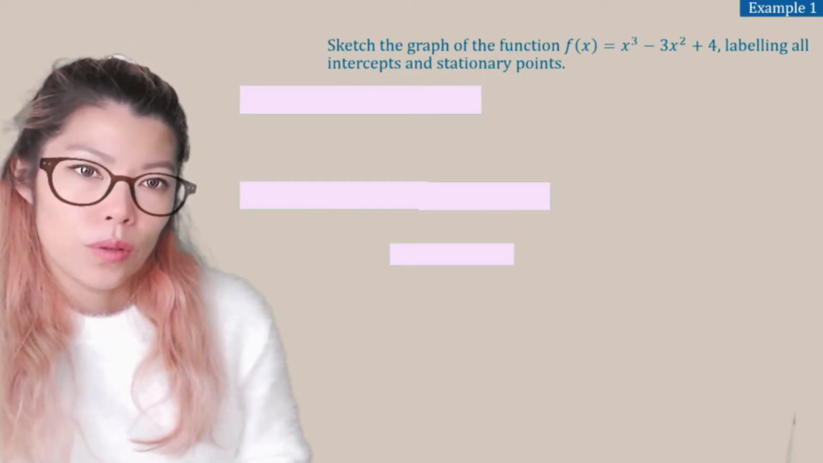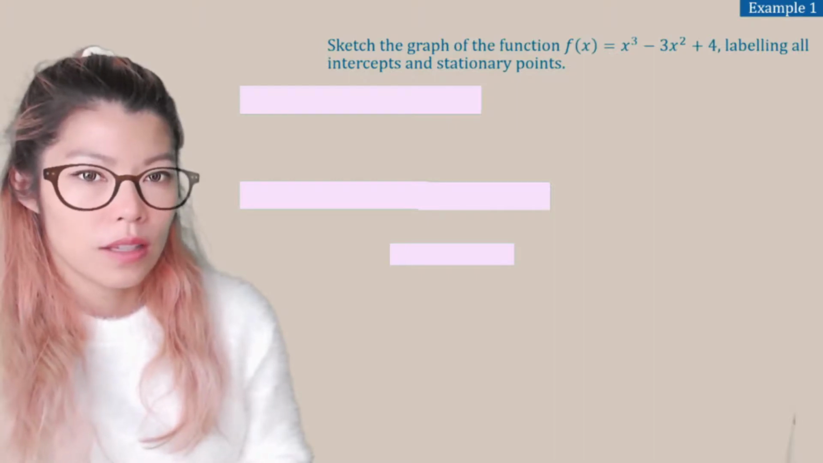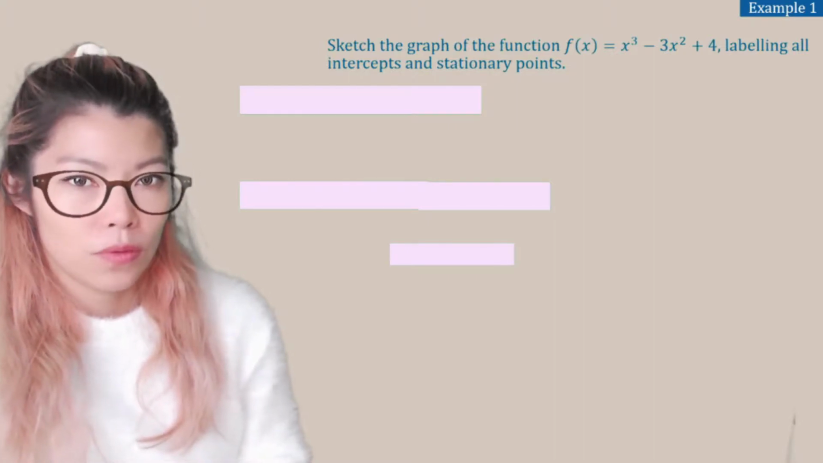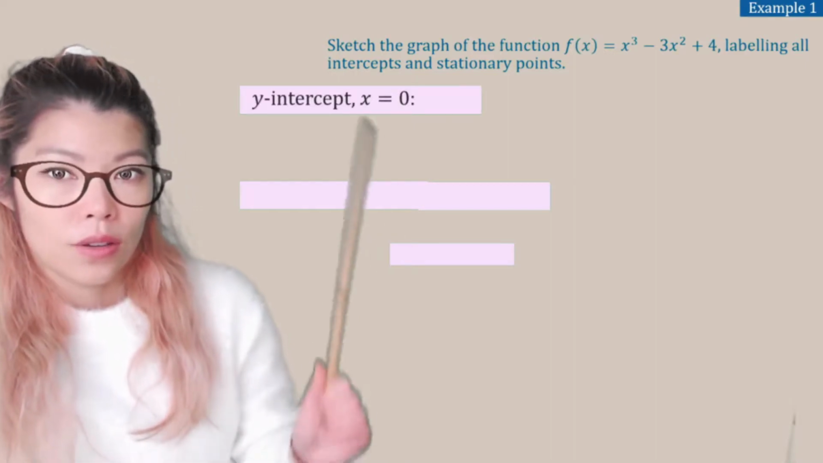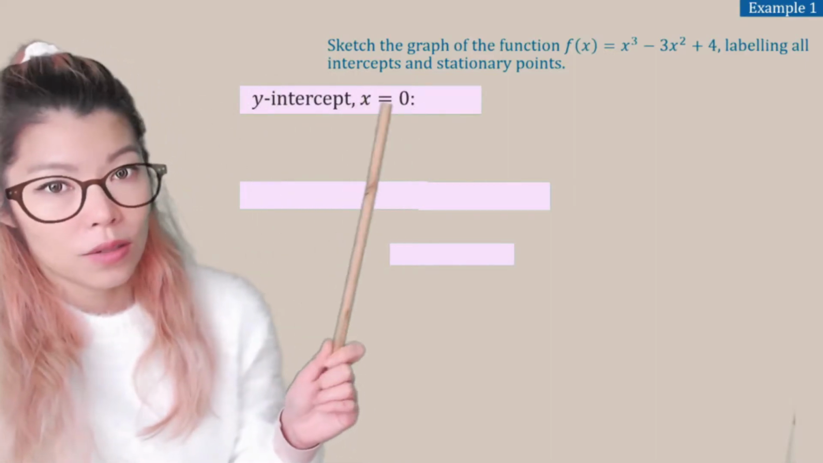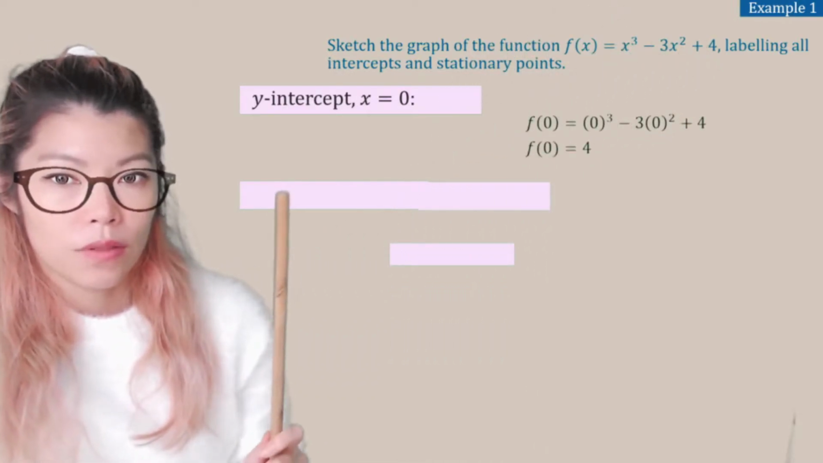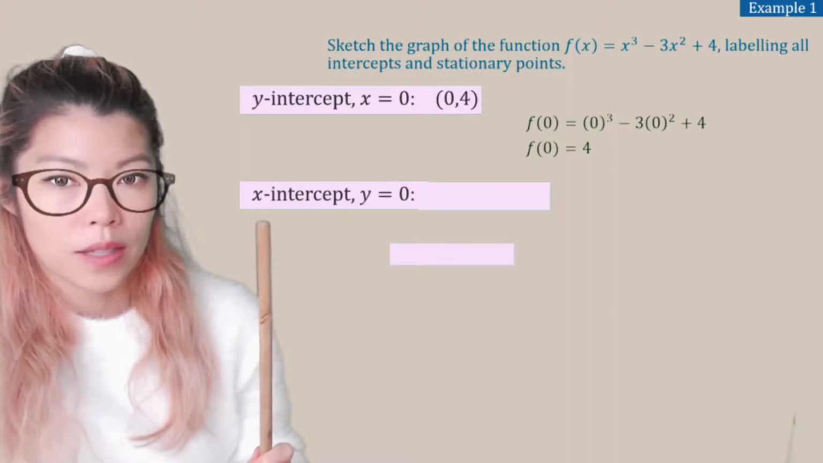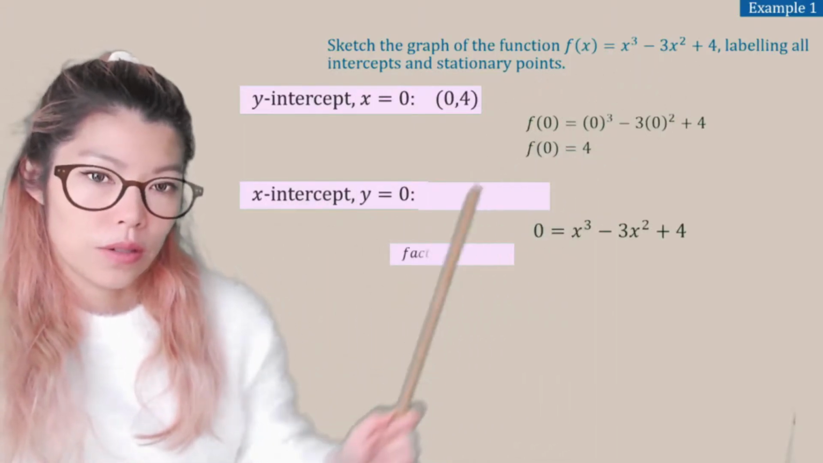Let's do another example. Sketch the graph of the function f(x) = x^3 - 3x^2 + 4, labeling all intercepts and stationary points. For the y-intercept, we let x equal 0. We've done this so many times, so we can see that's going to be 4. For the x-intercept, we let y equal 0, so 0 equals all of that.